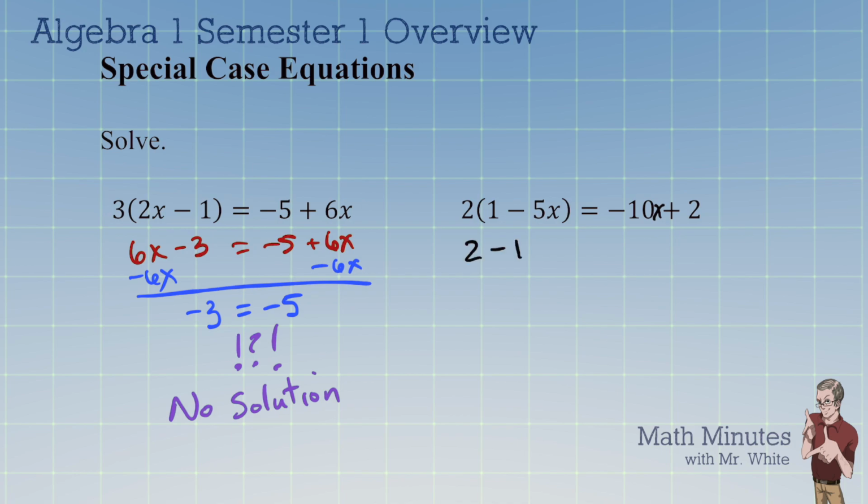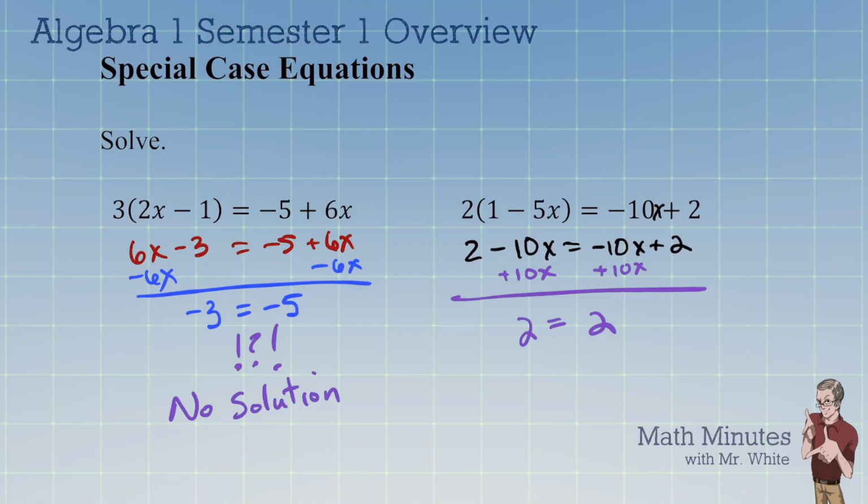2 minus 10x equals negative 10x plus 2. All right, again, you're going about your merry way. You add 10x on both sides because Mr. White said to deal with the x's. And all the x's disappeared. But this time I have a true statement. This is true.